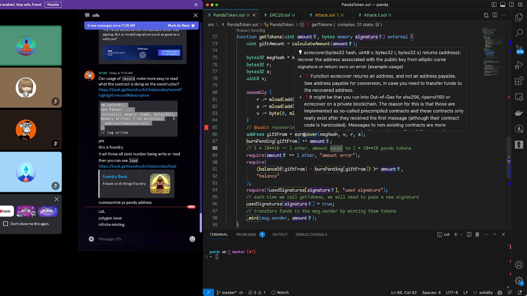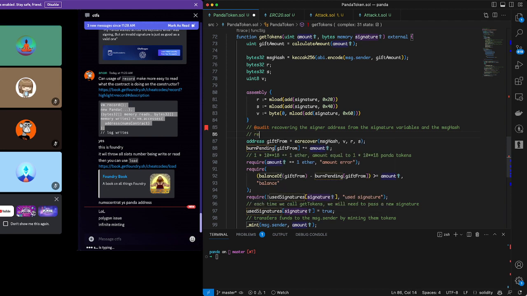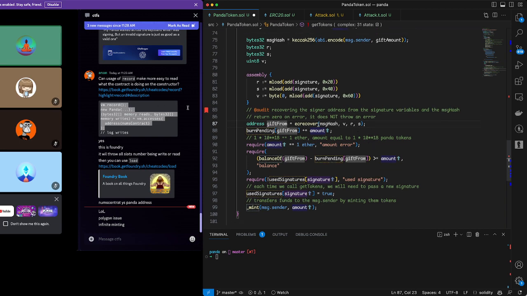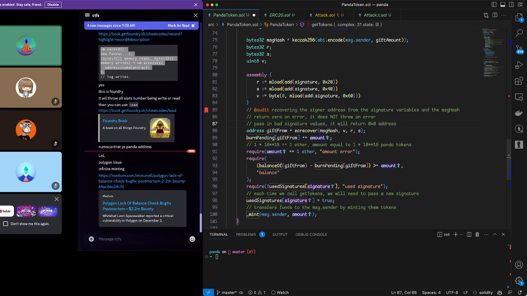Okay, so when I hover over it, it actually is giving us the answer. Recover the address associated with the public key from elliptic curve signature, or return 0 on error. Return 0 on error. So it does not throw an error. So all we need to do to exploit this is to pass in bad signature values, and it will return the 0 address.